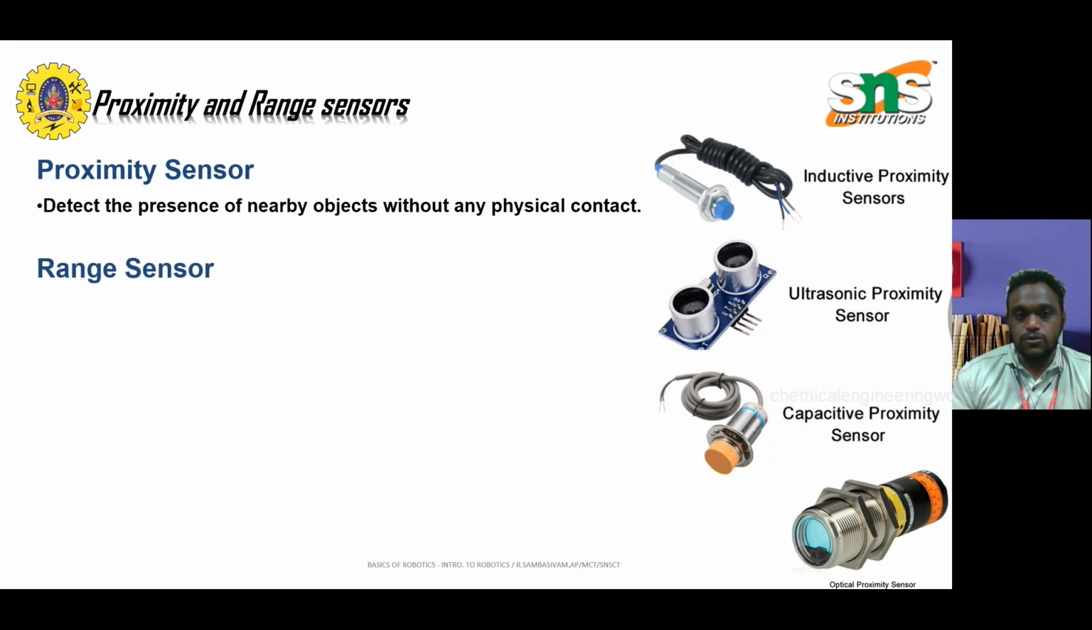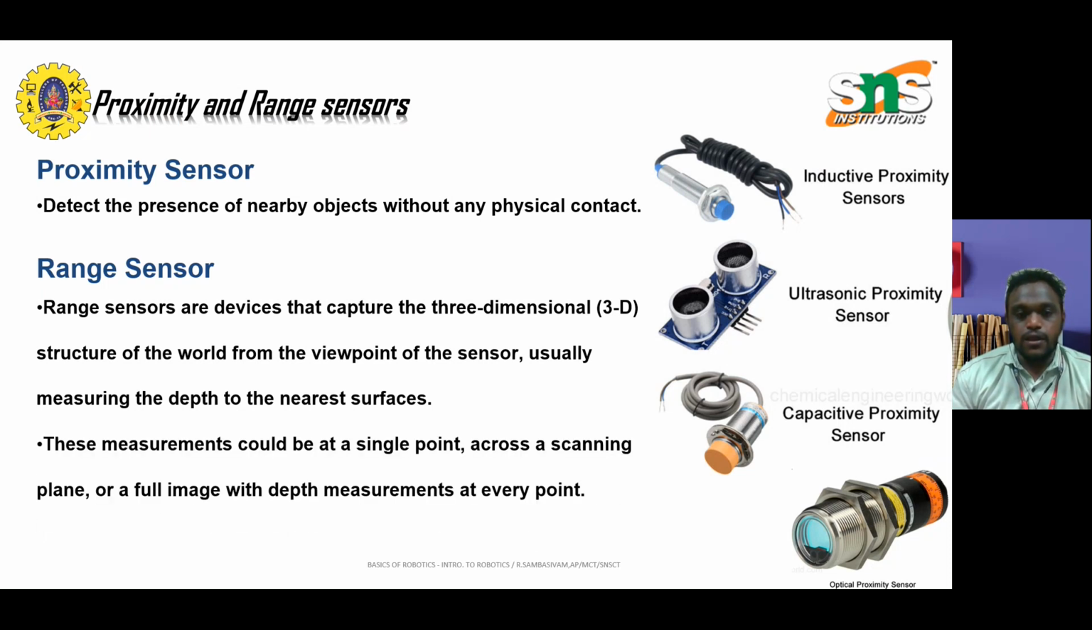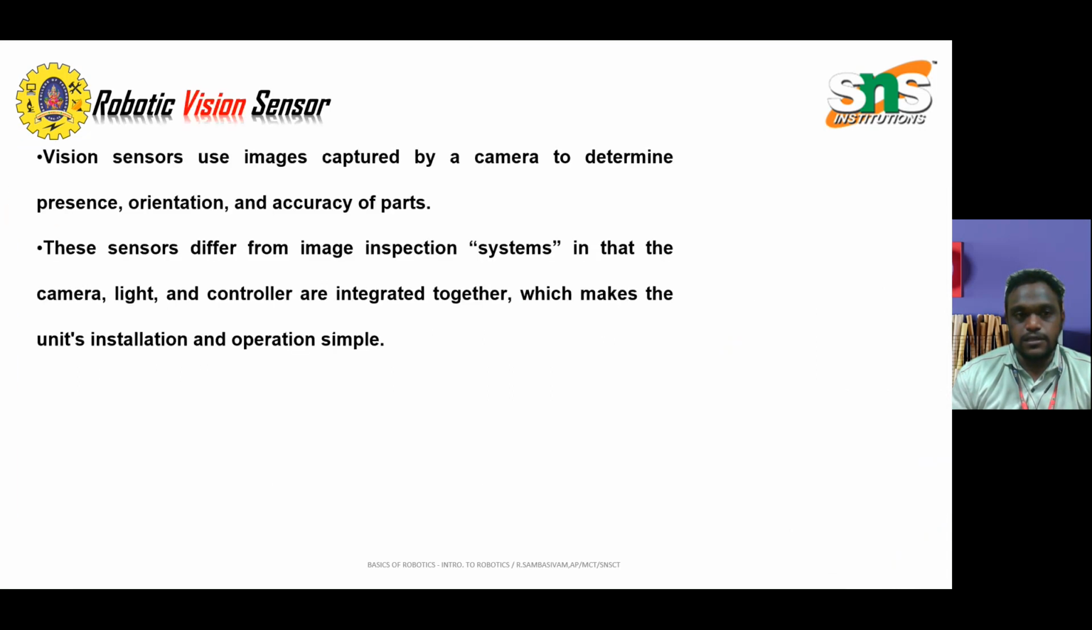Then proximity sensors are used to detect nearby objects. Range sensors are used to measure the distance between two objects or a physical quantity, as in robot grippers. These can be discussed in a later part.